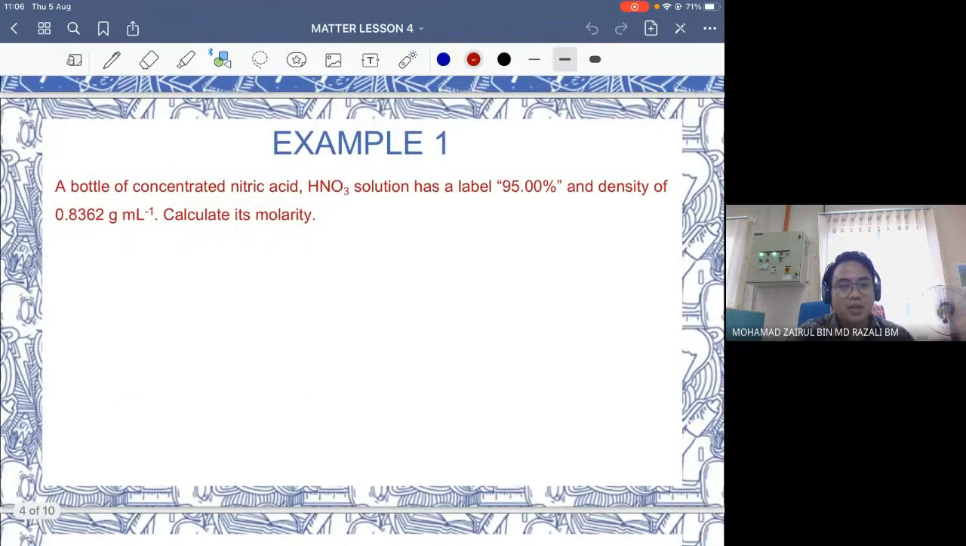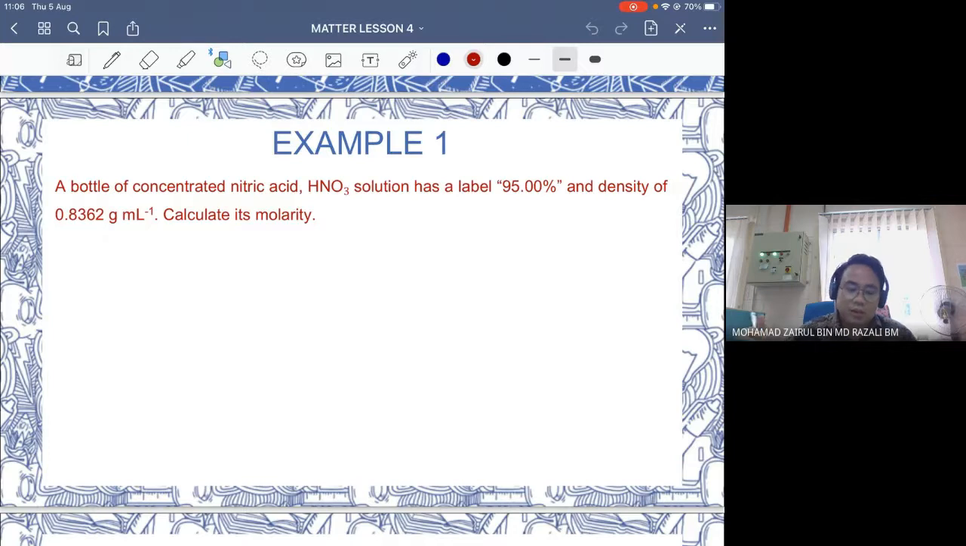Okay, ini example 1 ni is the same example as in your notes. So kita akan belajar macam mana kita nak guna assumption dalam chemistry related problem. Macam mana kita nak assume benda tu. Okay, yang tak silap saya yang senior pernah belajar soalan ni waktu semester 1 dulu. So kita recap balik.